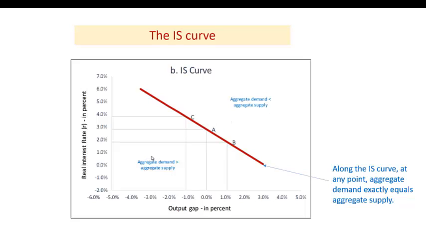Points that lie downward and to the left of this line represent cases where aggregate supply exceeds aggregate demand. Expenditures and output are too low for a given interest rate. In order to return to the line, expenditures must rise, output must rise.